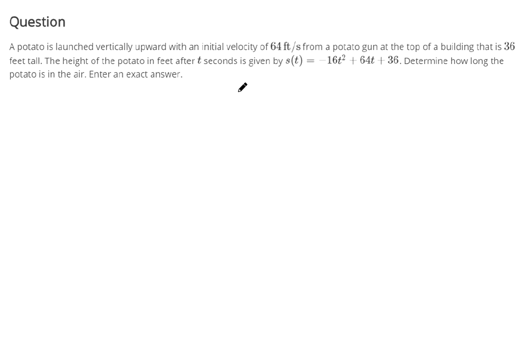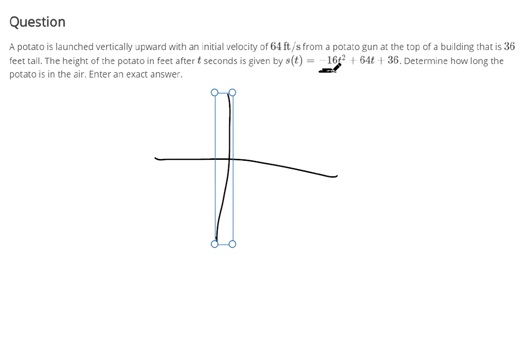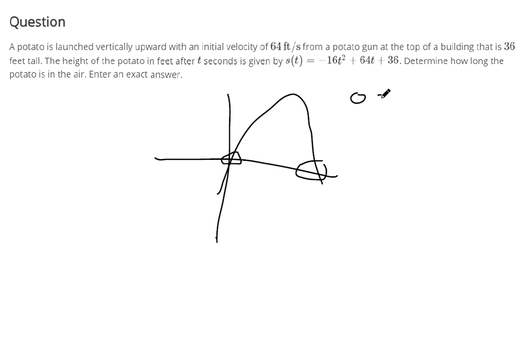This question asks us how long the object's in the air, and it's a quadratic, and if the leading coefficient's negative, it's going to make this shape. So what we really want to know is when this ball is positive, when it's above ground. This function doesn't work when s would be negative, because that would mean the potato would be below the ground. So we want to find out where s of t equals 0. No calculus needed here. You just need to plug in 0 for s of t.